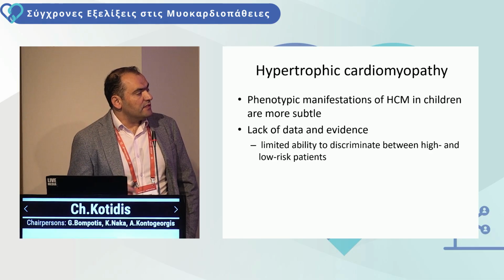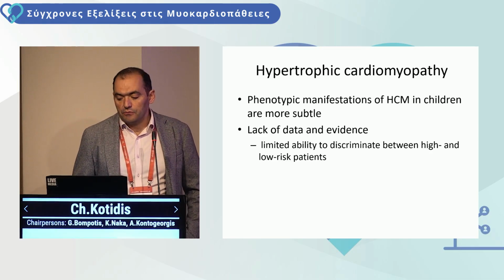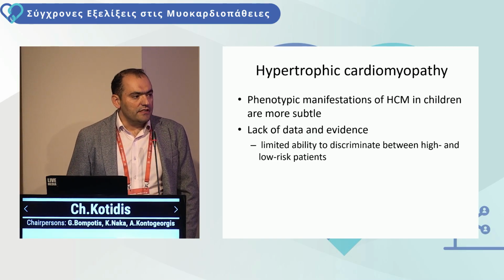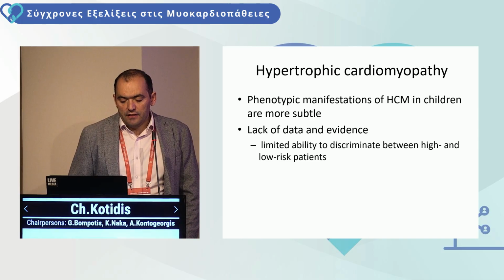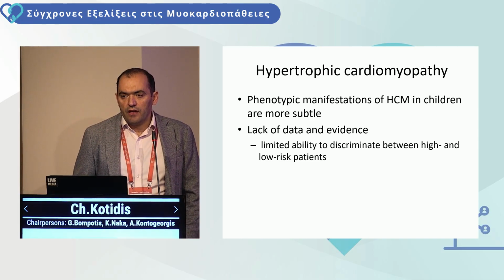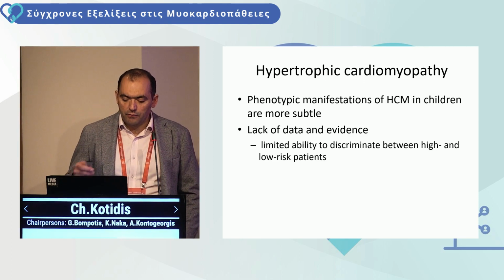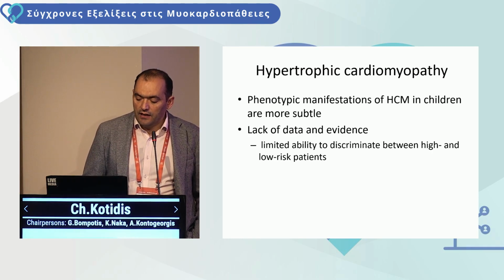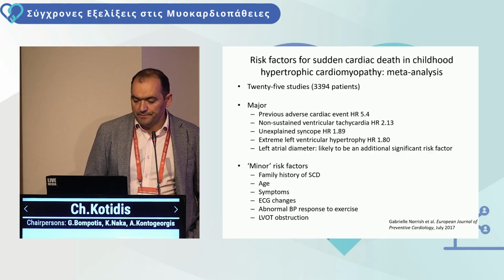The phenotypic manifestations in hypertrophic cardiomyopathy in children are more subtle, and we have to have higher clinical suspicion when we investigate these patients. This makes our work even more difficult, as the lower numbers and more subtle presentation result in lack of data and evidence, and this leads to limited ability to discriminate between high and low risk patients.